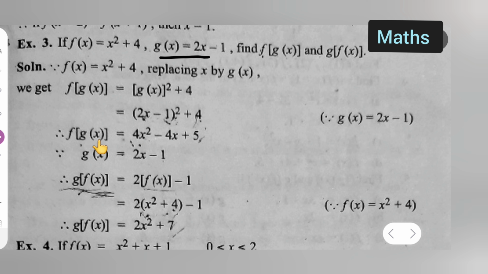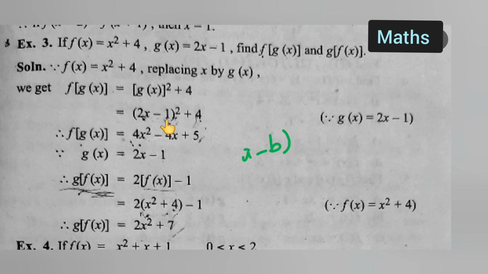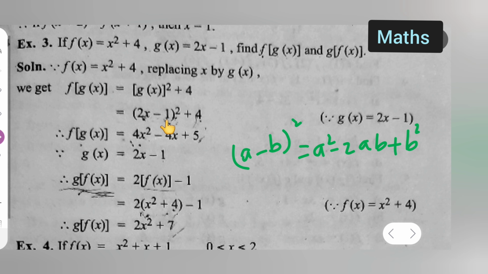Now f of g of x is equal to, now which formula are you all going to use? a minus b the whole square. If you apply this rule, you will get a square minus 2ab plus b square, right? Which means 2x square will be 4x square, minus 2 times 2 times 1 times x, which is 4x, and plus 1 square, which is nothing but 1.